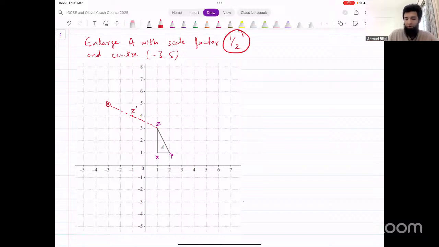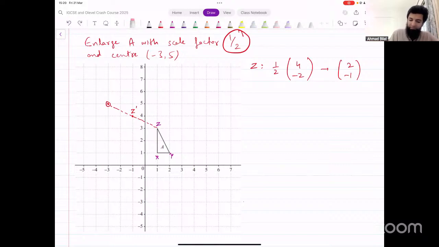If you want to do it using vectors, again, you can say the point Z is 1, 2, 3, 4, 4 units right, and then 2 units down with respect to the center of rotation. So it's 4 and -2. You multiply this with 1 over 2. What do you get? 1 over 2 times 4, that is 2. 1 over 2 times -2, that is -1. So you go 2 right and 1 down, and that gives you this point Z prime.